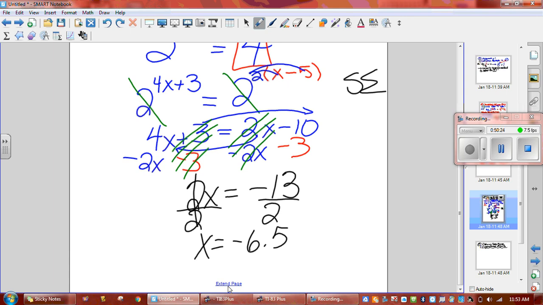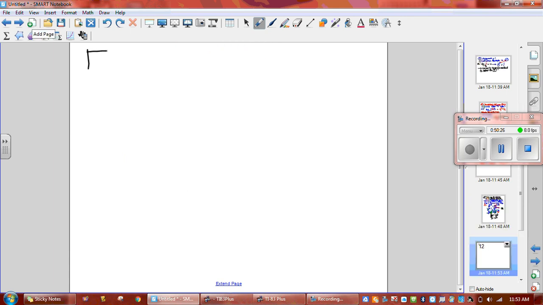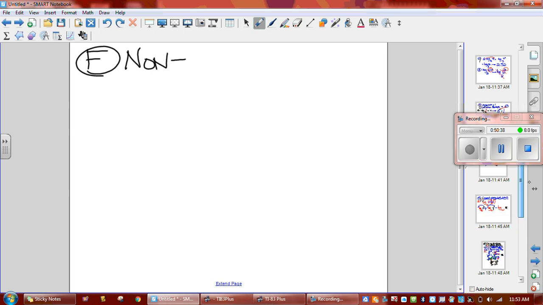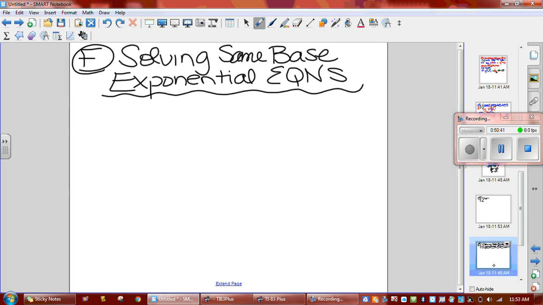Okay, let's go to the next one, letter F, non-same base. Huh? Oh, it's G, sorry. Oh, and I cloned the page too. It is G. So we're on G, solving different base equations. So if they've got different base equations, the biggest thing we need to remember is you have to convert to logs.